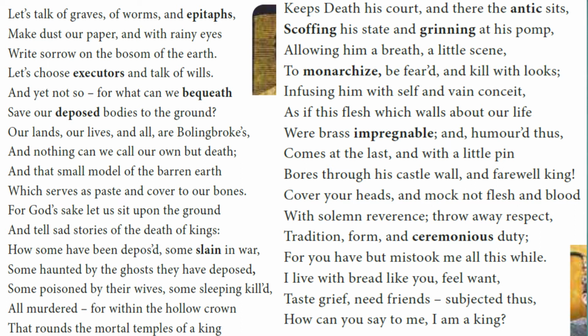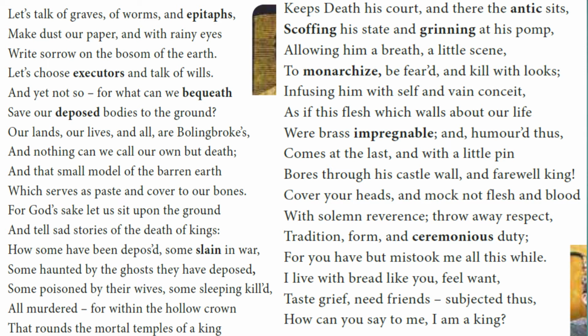Whatever we have, whatever the will is given to you, finally what happens, only we are going to be buried in the burial ground. So even though you have the power, finally you are going to bury our lands, our lives and all on Bolingbroke's, and nothing can we call our own but death.